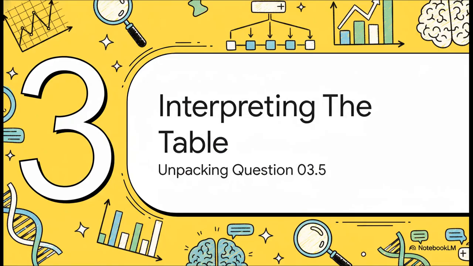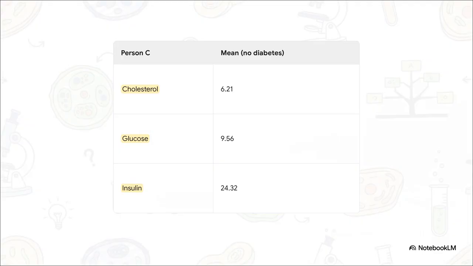All right, we're done with graphs for a minute. Now we're moving on to a table. This is another one of those absolutely critical skills, interpreting data in different formats. So, question 03.5 gives us this table of blood test results. We've got data for person C, and right next to it, the average for a person who doesn't have diabetes. The job here is to find 2 things in this table that suggest person C might have type 2 diabetes.